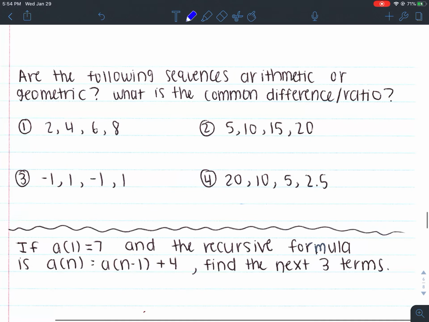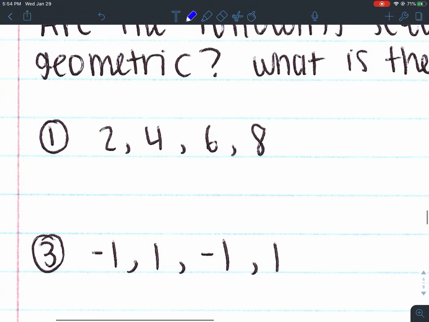So before we even go into practicing using these, let's see if we can figure out which sequences are arithmetic versus geometric. So are the following sequences arithmetic or geometric, and what is the common difference or common ratio? Again, common difference is associated with arithmetic, and common ratio is associated with geometric. So if we're starting with number 1, I have 2, 4, 6, and 8. Would this be arithmetic or geometric?